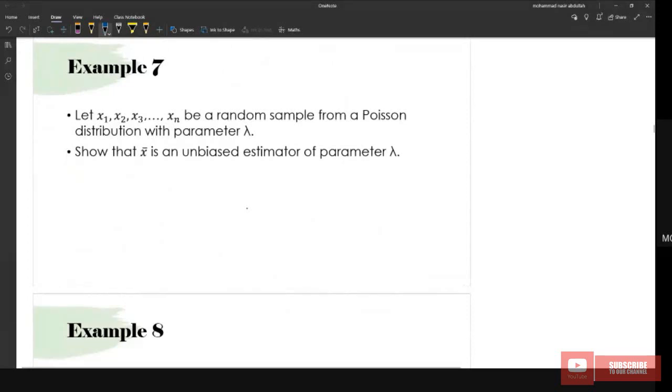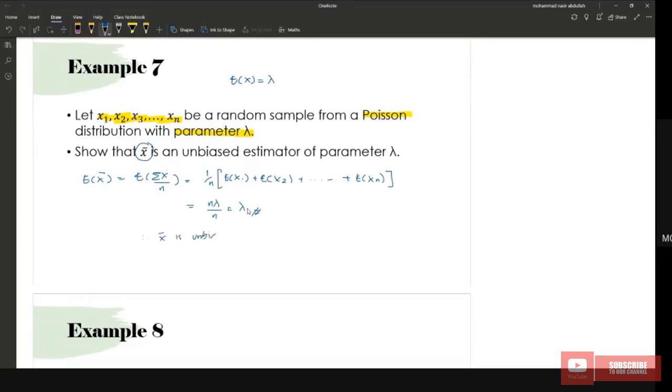Right, now look at example number 7. This is a very simple example. Let X1 until Xn be a random sample from a Poisson distribution with parameter lambda. We know that the expected value of X for Poisson is equal to lambda. We want to show that X bar is an unbiased estimator for lambda. So the expected value of X bar is equal to the expected value of summation of X divided by n, which is 1 over n times the bracket: expected of X1 plus expected of X2 plus until expected of Xn. So this is n lambda over n, which is equal to lambda. So we can say that X bar is an unbiased estimator for lambda.